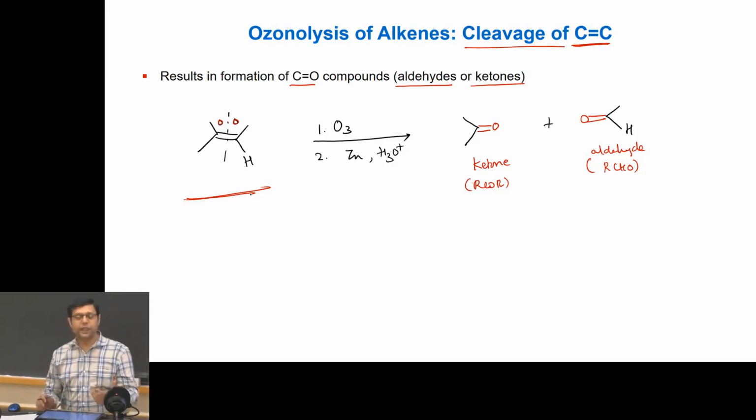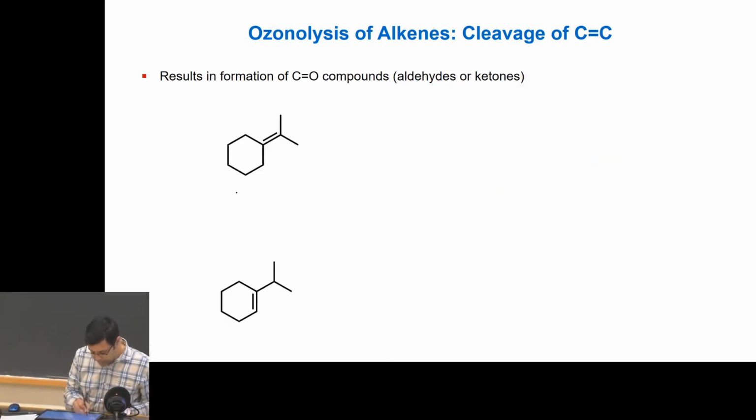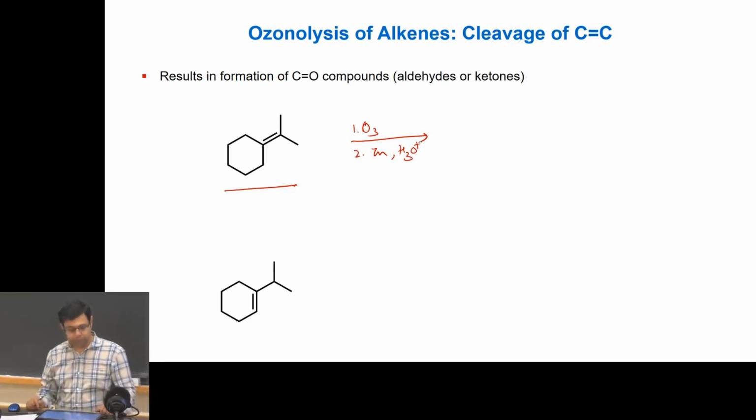So let's take a few more examples of ozonolysis. Let's say I start off with this alkene. You're performing ozonolysis, O3 followed by zinc and acidified water. Again, break up the double bond, add oxygens.